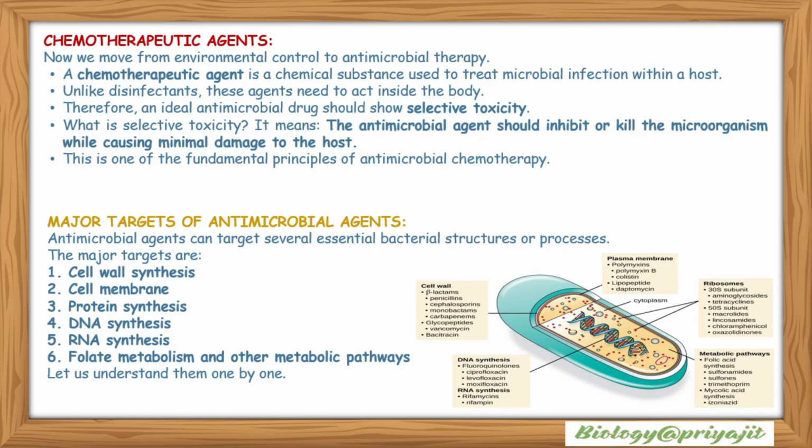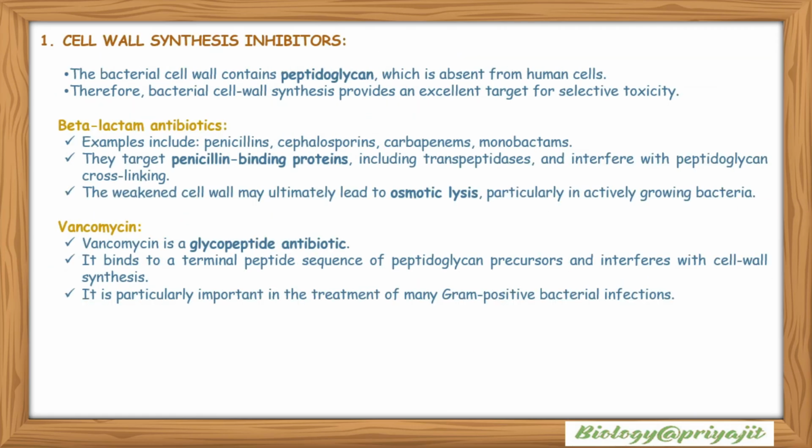So major targets of antimicrobial agents are cell wall synthesis, cell membrane, protein synthesis, DNA synthesis, RNA synthesis, and folate metabolism and other metabolic pathways. So these are the different targets of antimicrobial agents. Cell wall synthesis. The bacterial cell wall contains peptidoglycan, which is absent from human cells. Therefore, bacterial cell wall synthesis provides an excellent target for selective toxicity.